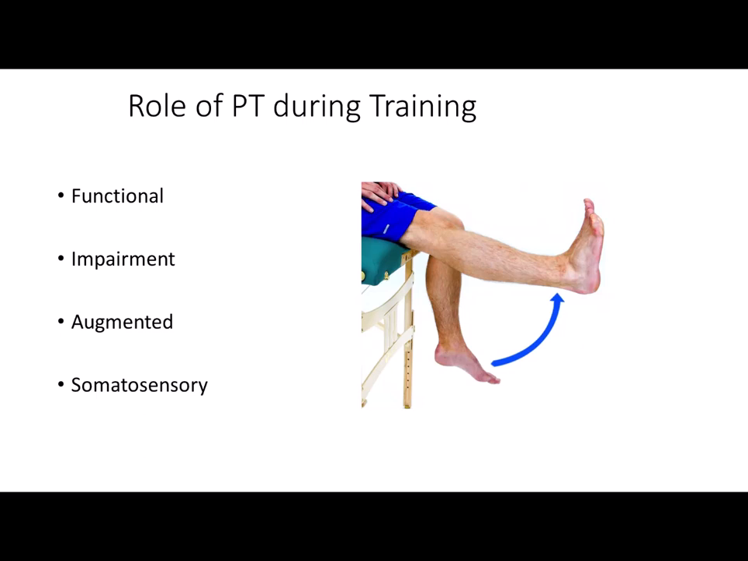An example of a role of a PT that's impairment-based would be if your patient has weak quads, having the patient sit on the side of a mat and just perform long arc quad sets over and over again. That would be impairment-focused, and it would be focused on strengthening the quadriceps muscle, just basic strength training.